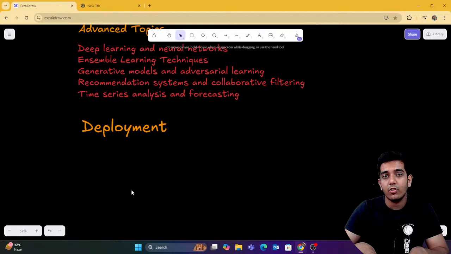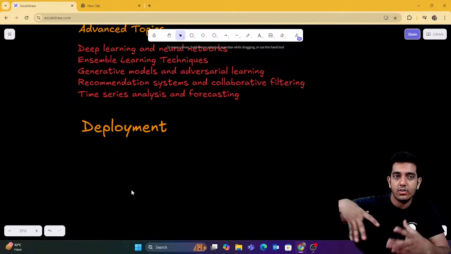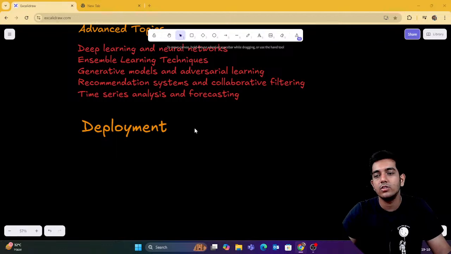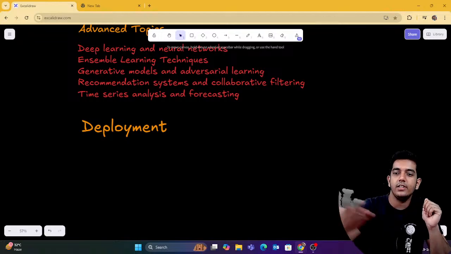You can run the project on your computer, but how can the whole world see your project, run it on the website? For that you need to host it. So you're going to learn about Flask, Django, cloud services, FastAPI, and so on. Deployment is very important, so that you can deploy the machine learning projects.